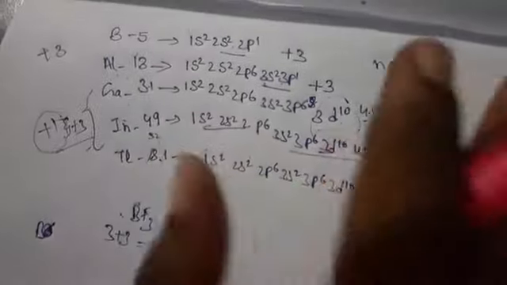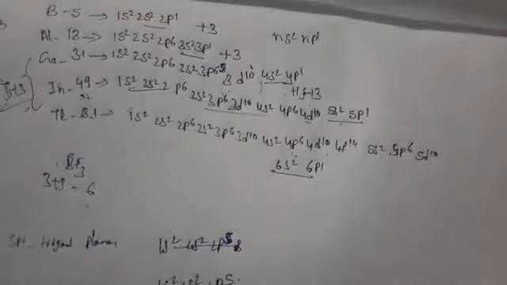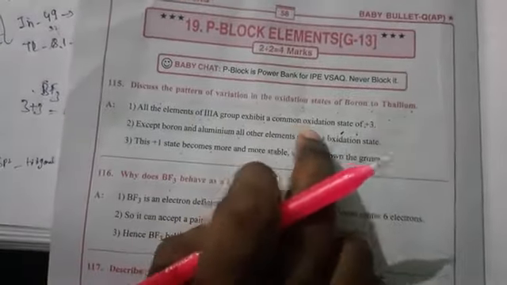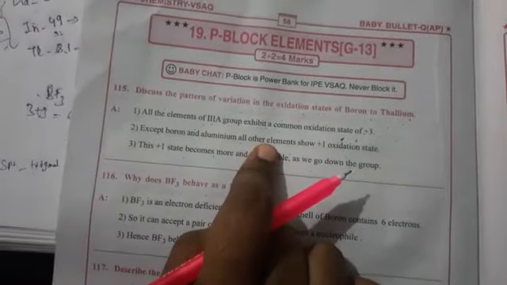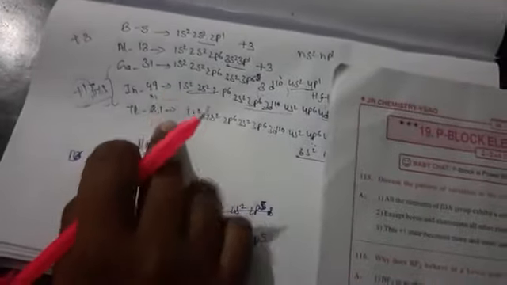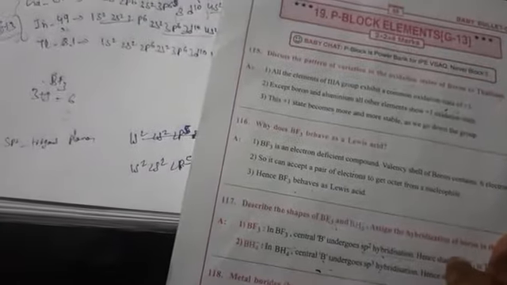Why? Because the s electron is more stable compared to the p orbital. We cannot break the s orbital. So that is the answer to that question. All the elements of group 3A exhibit a common oxidation state of +3. Except boron and aluminum, all other elements show the +1 oxidation state. The +1 state becomes more stable because the s orbital has only one electron, and we cannot break the s electron. That is the first one.